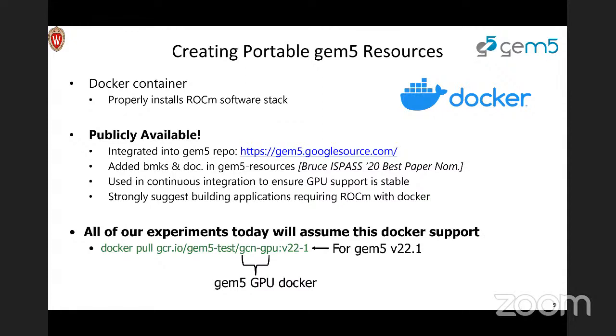Now, like I said, getting all of that right is a big pain, and that is why we have Docker resources. So that Docker that you all pulled as the first step on a few slides ago, what that's doing is it's creating an environment where all of this stuff has been installed and put in exactly the right format for you to use. And so when we ran that Docker pull command, with the GCN GPU it's specifically identifying gem5's GPU Docker, and by putting the v22-1 at the end, it's saying we want support for version 22.1, which is our most recent version.